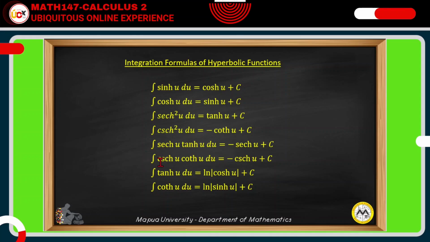Next formula is the integral of the product of hyperbolic cosecant u, hyperbolic cotangent u du. And this is negative of hyperbolic cosecant u plus the constant c. Next formula is the integral of hyperbolic tangent u du. And this is equal to the natural log of hyperbolic cosine u plus the constant c. So take note of the absolute value. Next, the last but not the least is the integral of hyperbolic cotangent u du. And this is equal to the natural log of the absolute value of hyperbolic sine u plus the constant c.